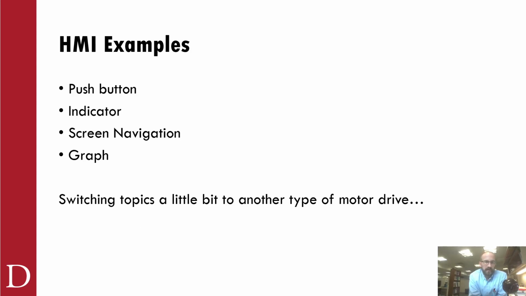So at this point I'm going to pause. We'll work through these examples. We'll do a push button, an indicator, navigating different screens. I don't have an analog value here, so I probably will not do the graph, but it's not too hard to do there. So we'll pause here on this video. I'll start a new video where we get into the HMI programming itself.